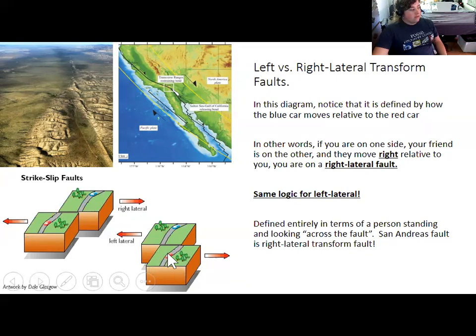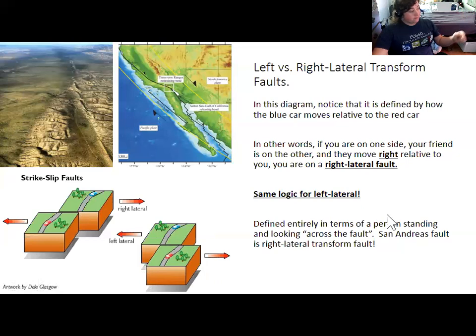Meanwhile, at a left lateral fault, it's the opposite situation. At this left lateral fault, if you are on the lower side of the crack here and you're looking directly towards the fault, movement occurs like such, and you are watching your friend be moved to the left from your viewpoint.